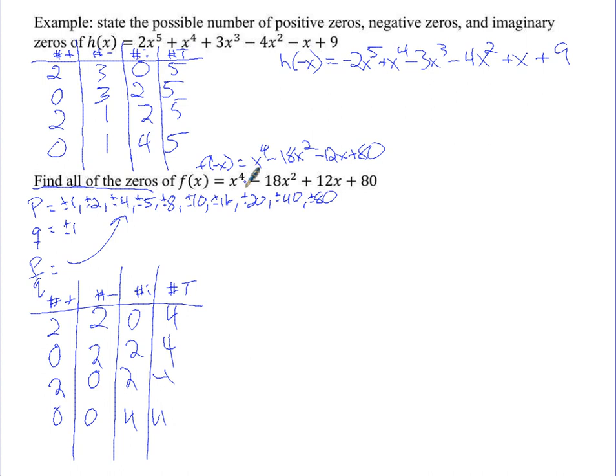How many do I need to find before I can stop and use the quadratic formula? I need to find 2. I need to get this down to a 2nd degree polynomial. So I have to find 2. It doesn't matter if I find 2 positives or 2 negatives, but I got to find 2. So now we set up our synthetic division. And as was mentioned, we need to include all of our missing terms as well. So what will go across the top? 1, 0, negative 18, 12, 80.